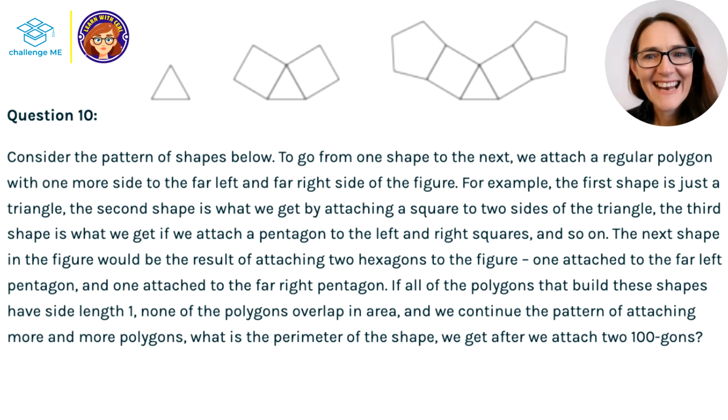Oh, question 10 has a lot of words. Consider the pattern of the shapes below, but I put it above, I hope you don't mind. To go from one shape to the next, we attach a regular polygon with one more side to the far left and far right of the figure. I hope you don't mind, but I'm just going to jump to the end, we have to work out the perimeter of the shape that we get if that keeps growing and after we attach two 100-agons.